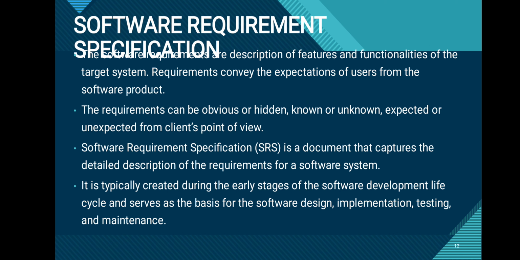And then the Software Requirement Specification. This one is SRS. The software requirements are a description of the features and functionalities of the target system. Requirements convey the expectations of users from the software product. The requirements can be hidden or known or unknown, expected or unexpected from the client's point of view. SRS is a document that captures the detailed description of the requirements for a software system.